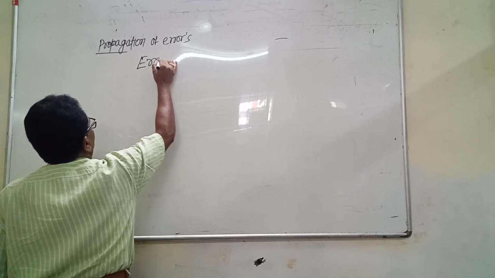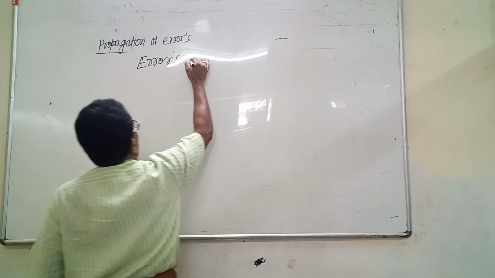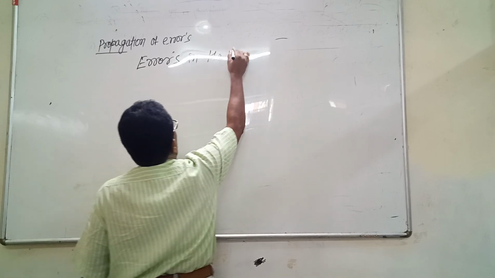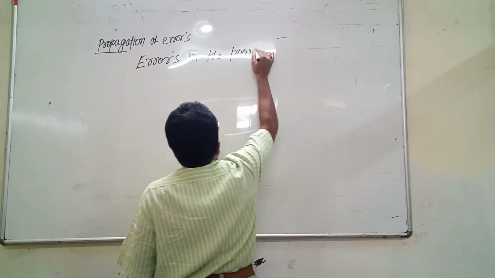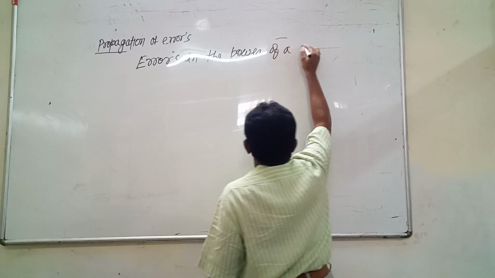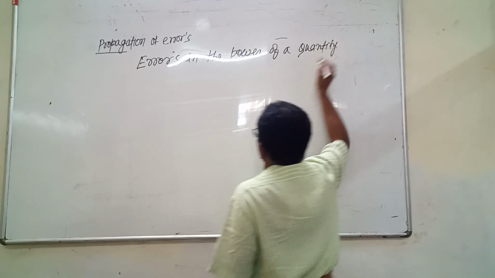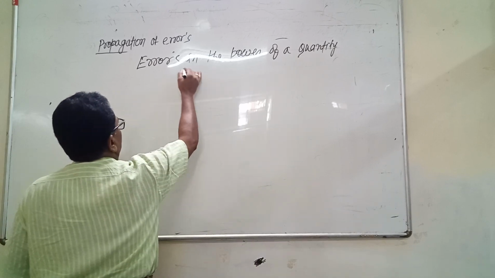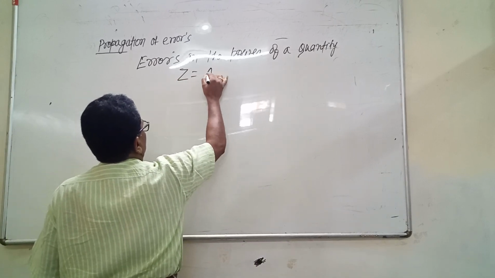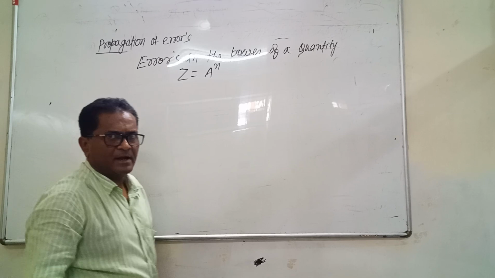Errors in the power of a quantity. Suppose there is a quantity written in terms of power. Z equals a raised to the power n.